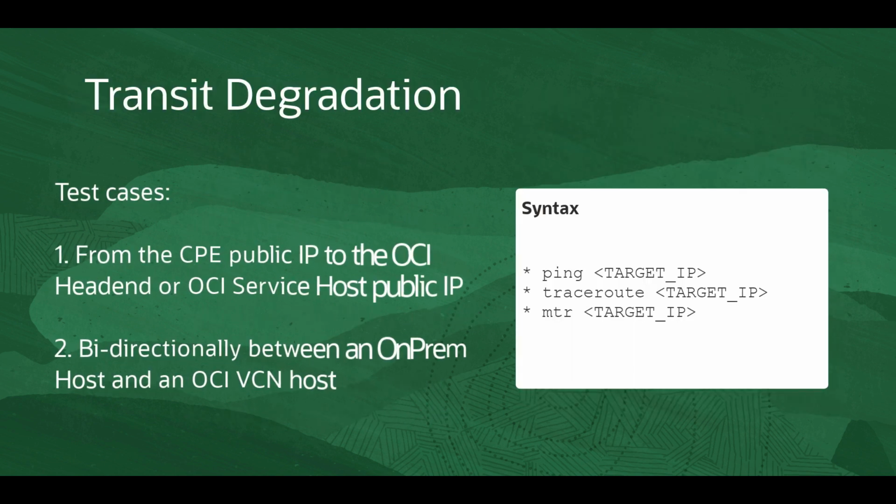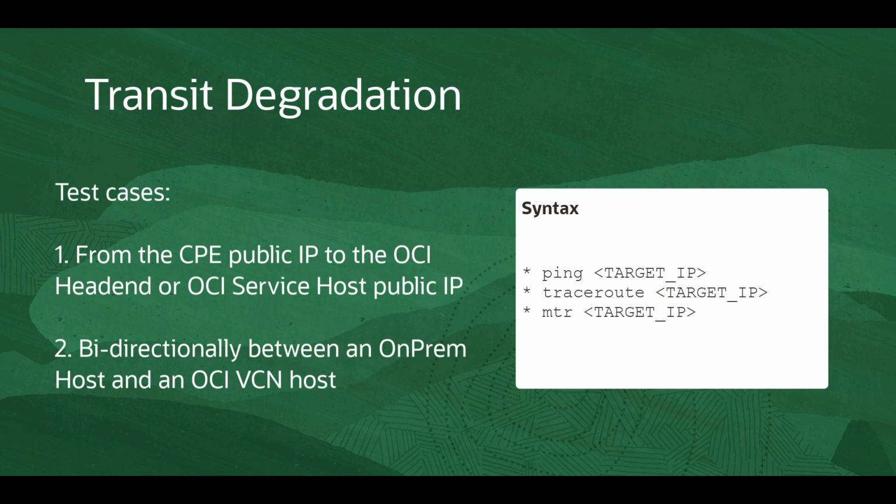Then generate network diagnostic output using ping, traceroute, and/or MTR. Be sure to run tests from the CPE public IP to the OCI head end or OCI service host public IP, and bidirectionally between the on-prem host and an OCI VCN host.